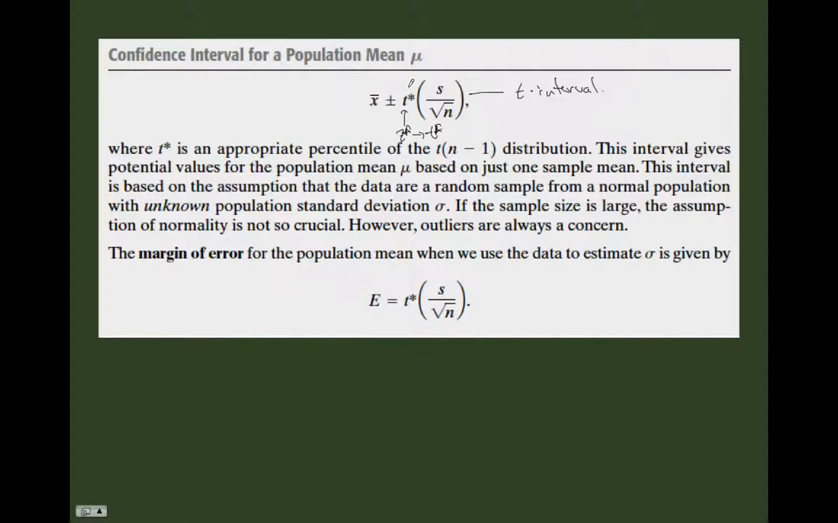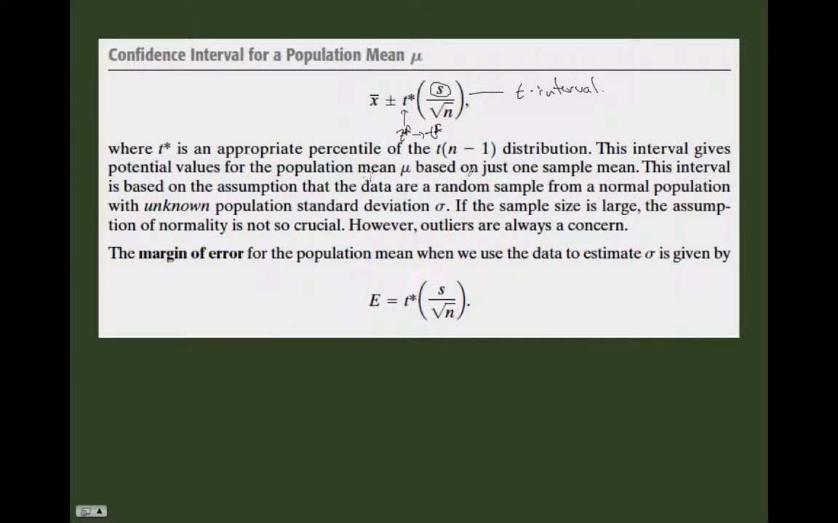You remember now the t distribution has fat tails, which means that t star value is going to be inflated, especially when the sample size is small, meaning we're going to have a wider interval when we use a t interval than a z interval in general. But the really important thing to notice is that instead of sigma in here, now I have s.